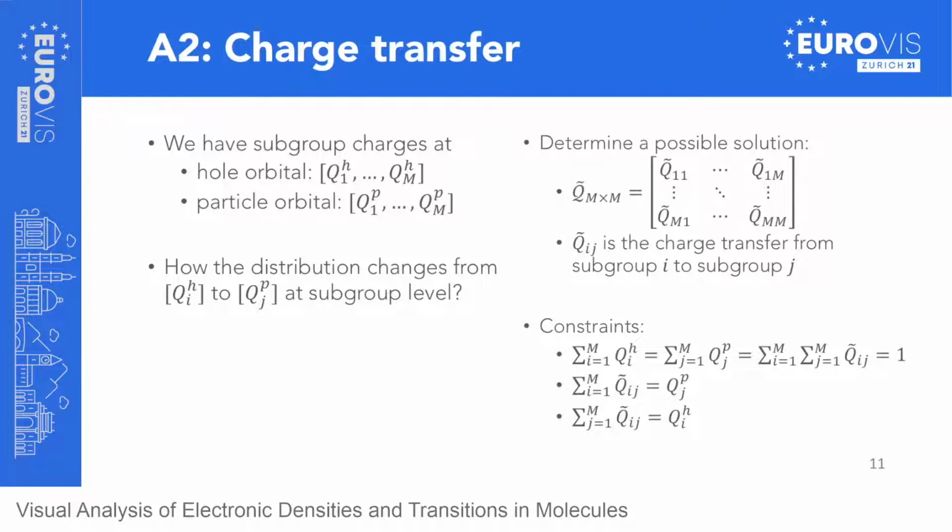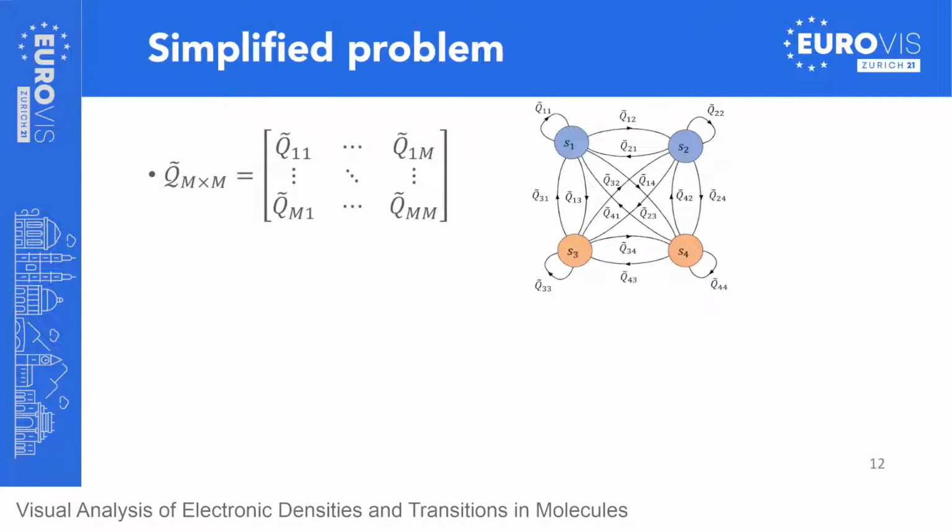Note that the solution should satisfy some constraints. For example, the sum of the charges arriving at one subgroup should be equal to its particle charge, and the sum of the charges leaving the subgroup should be equal to the whole charge of the subgroup. We convert this problem to a simpler problem as follows.